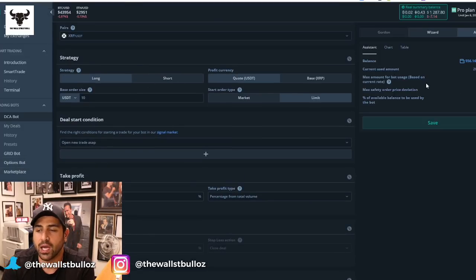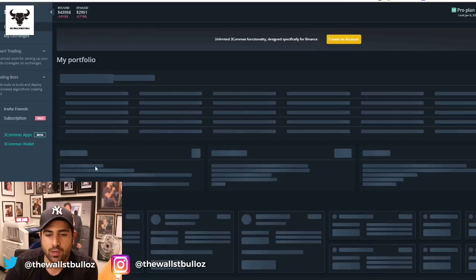So just bear in mind, whenever you make adjustments here in your safety orders and your buy orders, you'll have to keep a very close eye on this box up here, because it tells you how much money is required. So it's pretty straightforward, guys. Any questions, let me know in the comments below, but it's been incredible as well.